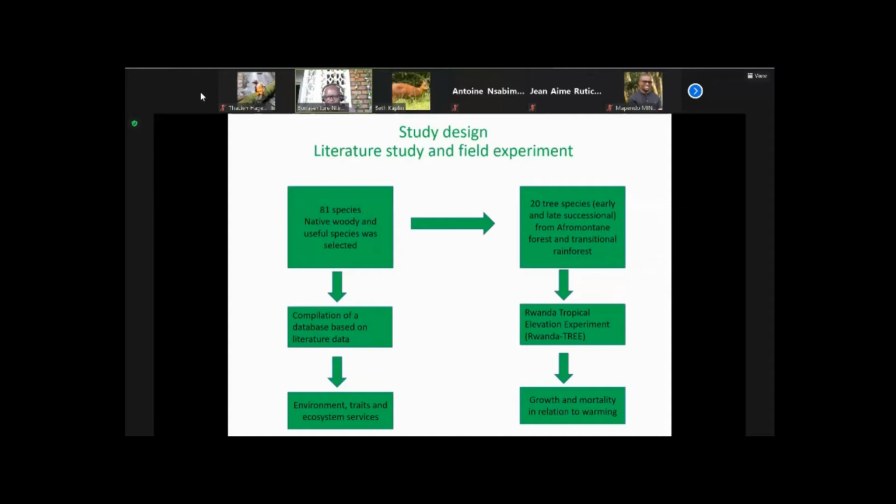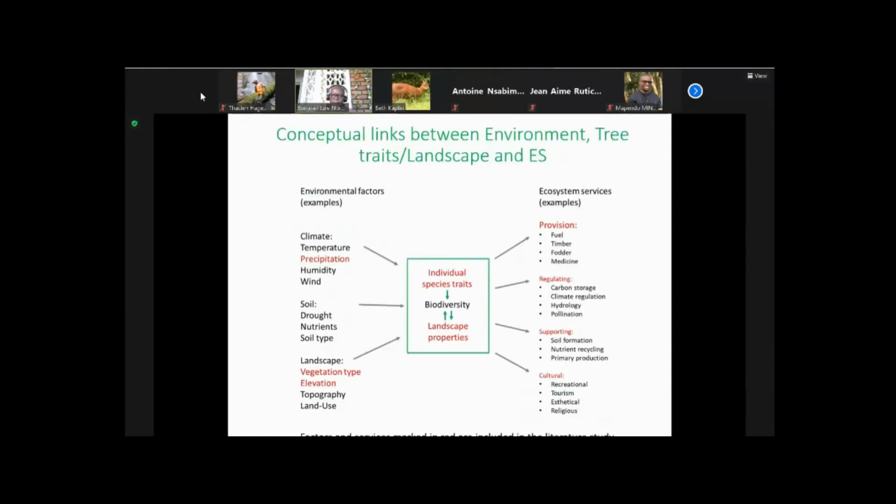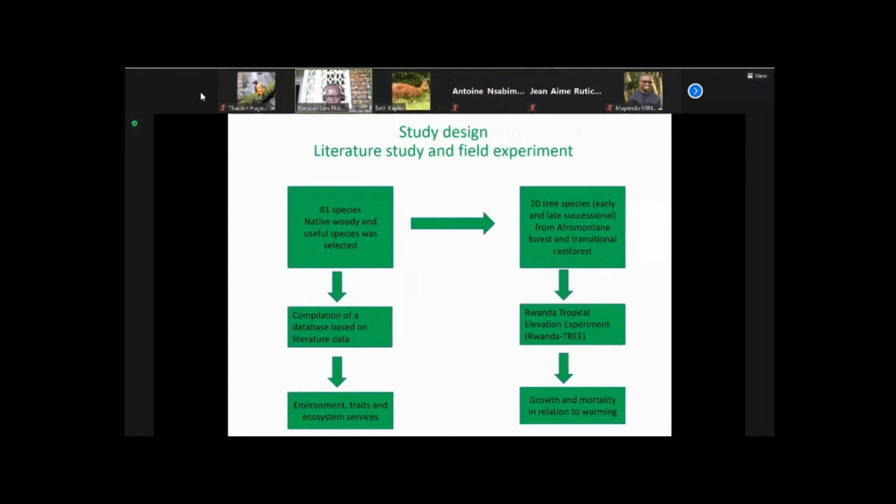There is another team who is working on leaf litter, saprophytes, and so they will present maybe later. And as I said, I'm working on the growth and the mortality in relation to warming.